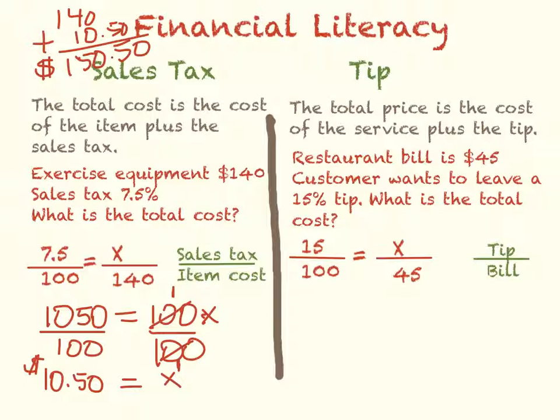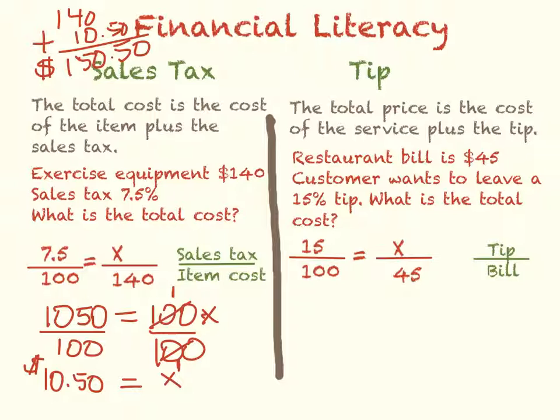Okay, on this next problem, we're going to be working on finding a tip. So the total price is the cost of the service plus the tip. We have a restaurant bill. We've gone out to eat, and our total bill is $45. But the customer wants to leave a 15% tip, and we need to find the total cost.